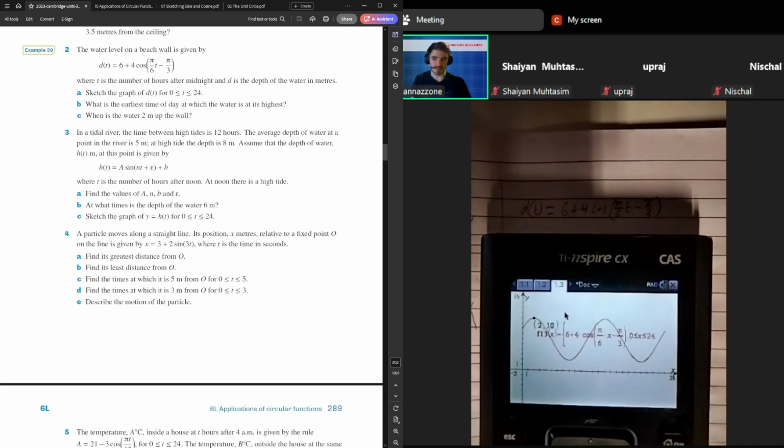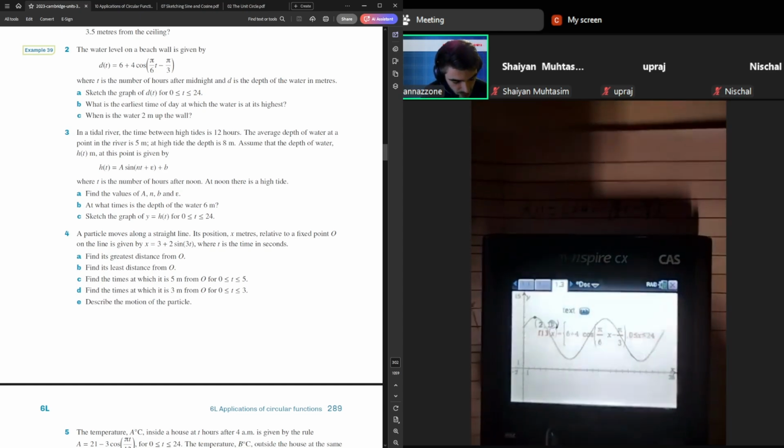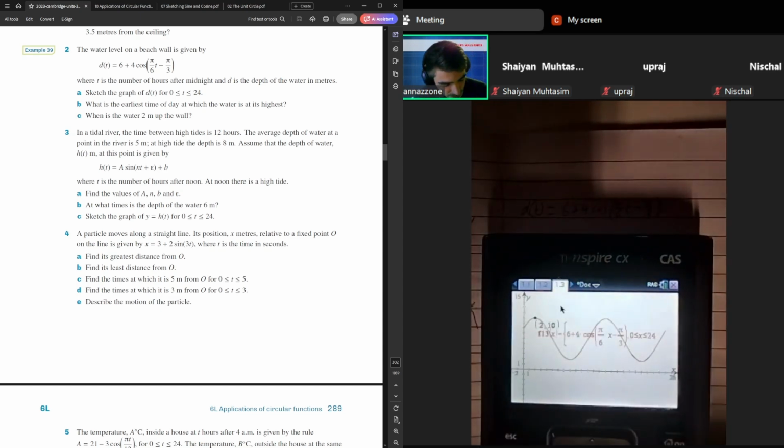When you think about depth, you usually think going downwards. But because depth is a value on our y-axis, depth increases as it goes up and decreases as it goes down, at least as far as our graph looks. Bit weird, but yeah. So that's how we could solve it via CAS.